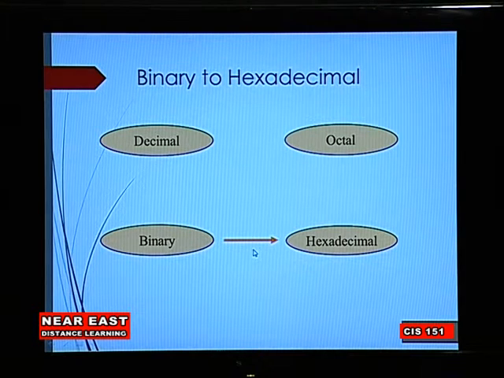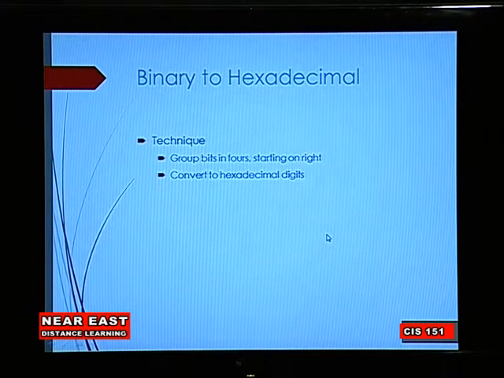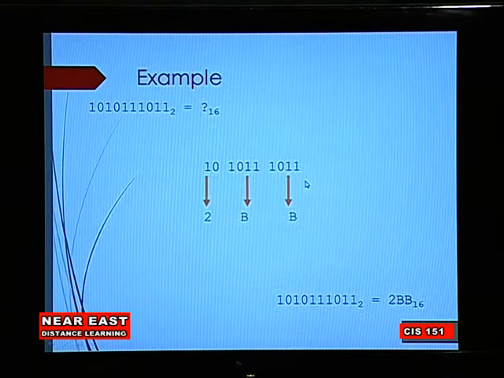Now we're going to convert from binary to hexadecimal. The technique is to group bits in 4s, starting on the right. Second, we convert each group to the hexadecimal digit. So we're going to convert 1010111011 in base 2 to base 16.